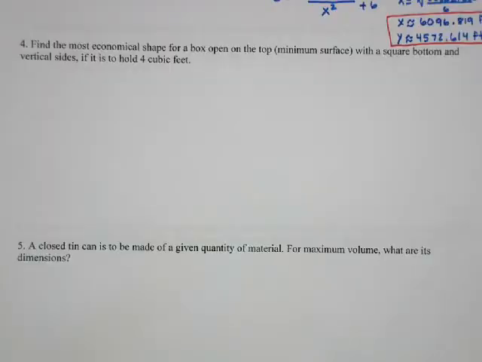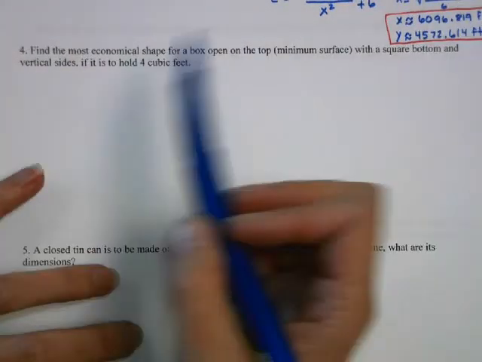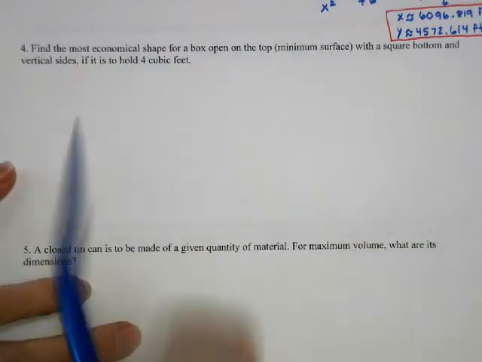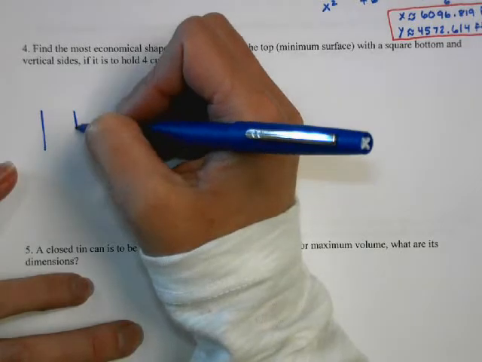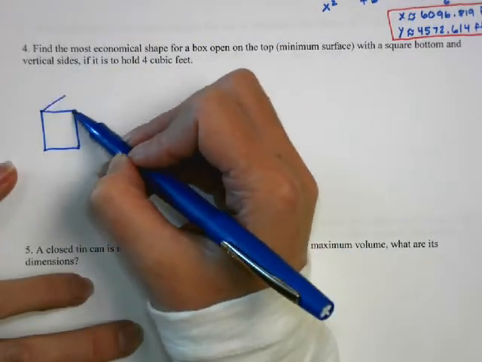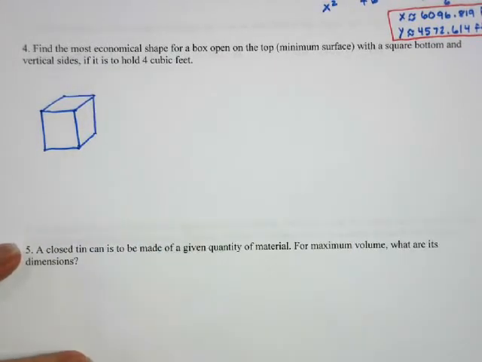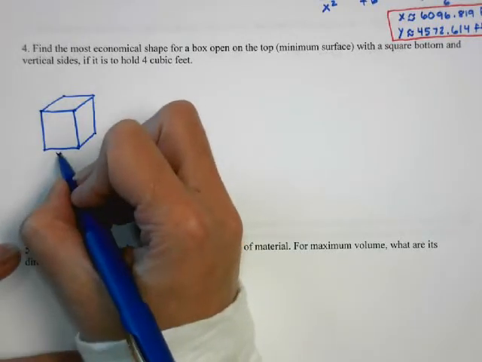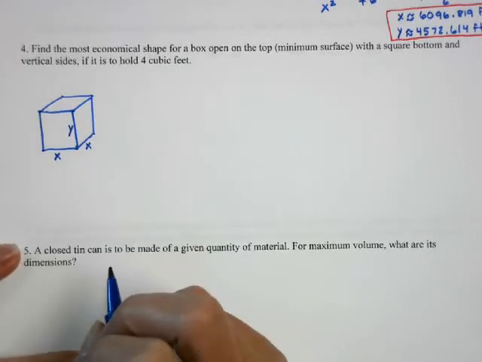Next one, find the most economical shape for a box open on the top, so we want to minimize the surface, with a square bottom and vertical sides, and it's to hold 4 cubic feet. Draw our box. Okay, so there's our box. I'm going to say we've got a square base, so if that is x, that's x, and then our height is going to be y.